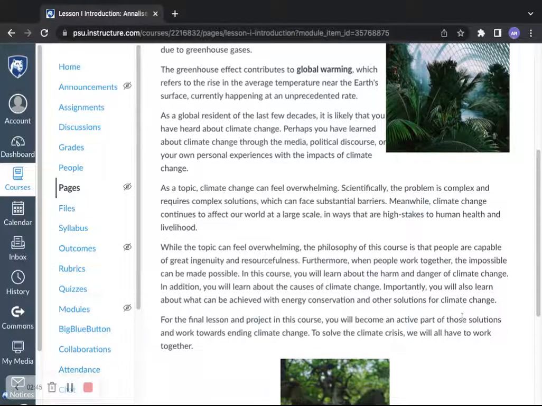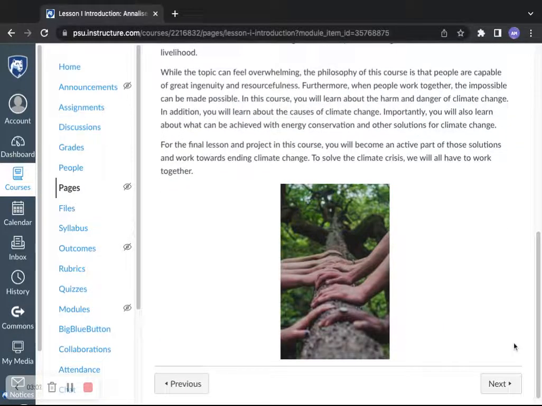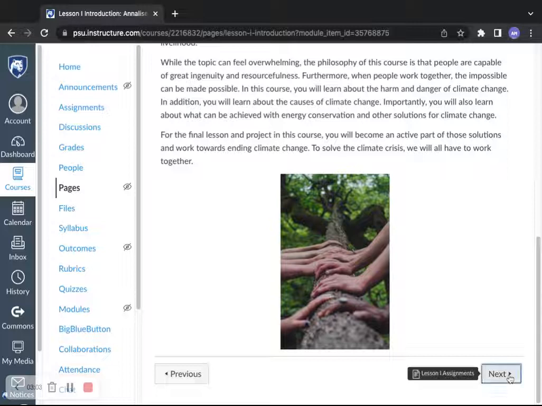The first part of the overall course talks about the problem, which is what this lesson is on, but it's not a problem devoid of solutions. And that's something that I really wanted to emphasize here, that to solve this crisis, we can all work together to use solutions and overcome our problems.